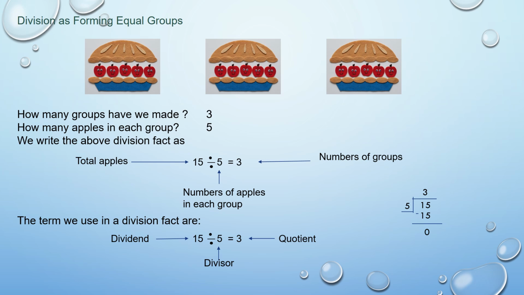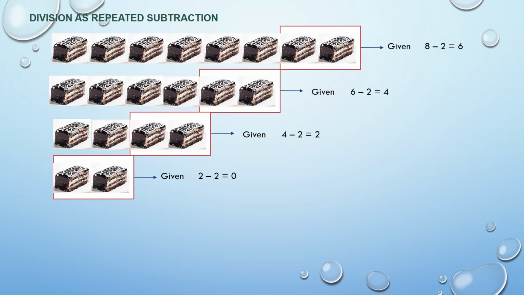So this 15 is called the dividend. This is the sign of division. This is called the divisor and this is called the quotient. This is the third way to do division.